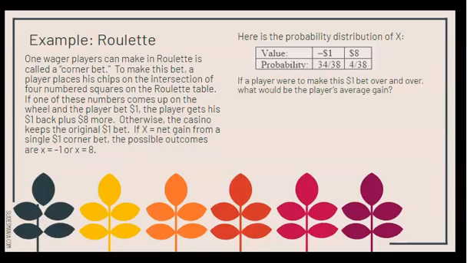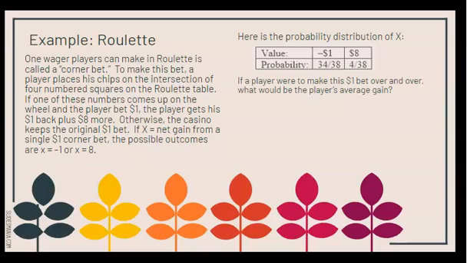Okay, so look at our next example about roulette tables. One wager players can make in a roulette table is called a corner bet. To make this bet, a player places his chips on the intersection of the 4 numbered squares on the roulette table. If one of these numbers comes up on the wheel and the player bet $1, the player gets his dollar back plus 8 more. Otherwise, the casino keeps the original $1 bet.